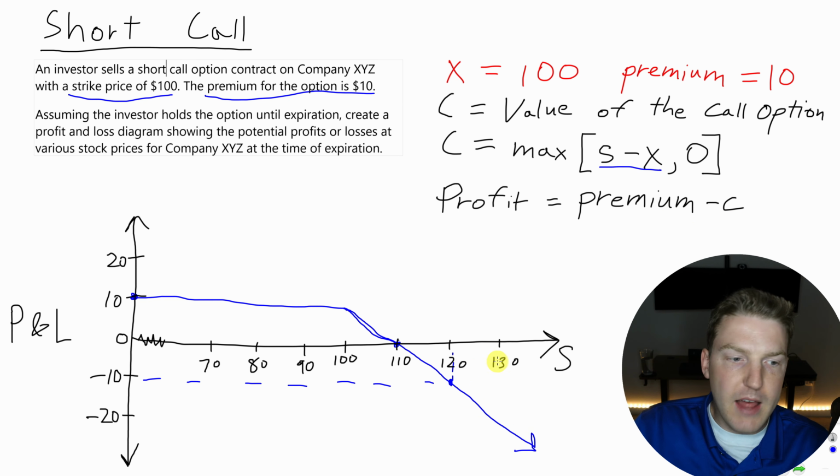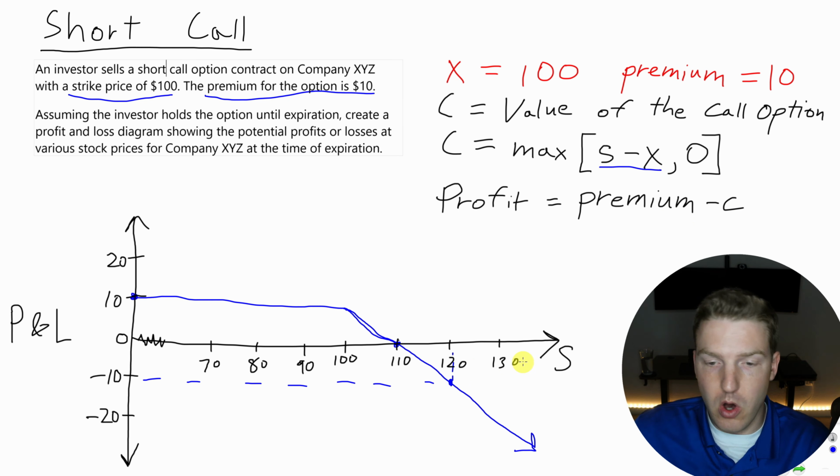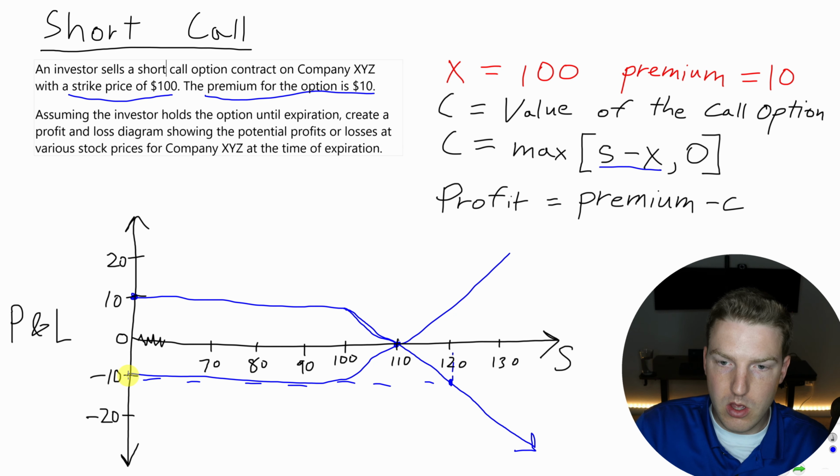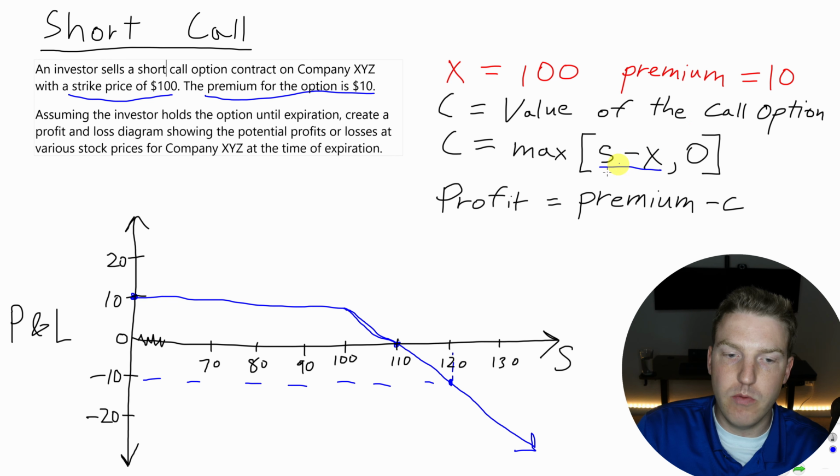And so on the long side of the call, where we had this unlimited upside, it looked something like this, if you remember correctly. And if the price of the stock kept going up, we could just keep making more and more and more money. So we had unlimited upside. However, when we sell the call, the best we can do is gain $10. But we have an infinite ability to lose money because the price of the stock could keep going up and our losses could just continuously get larger and larger.